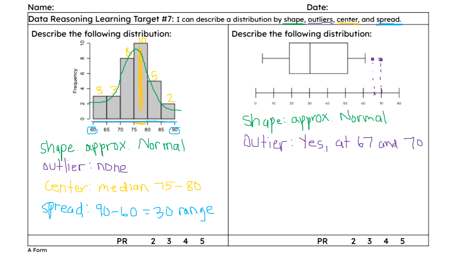You may also have 1 or 2 on this side, or maybe just 1, or maybe none at all. If you saw none of these extra points, then there would be no outliers.